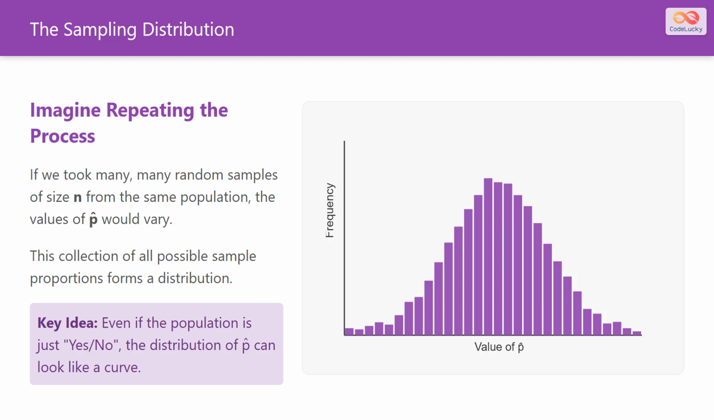Now, imagine you didn't just take one sample, but took thousands of different random samples from the same population. Each sample would give you a slightly different p-hat value. If you plotted all these different p-hat values on a graph, you would create what we call a sampling distribution. This distribution shows us how the sample proportion behaves over many repetitions.